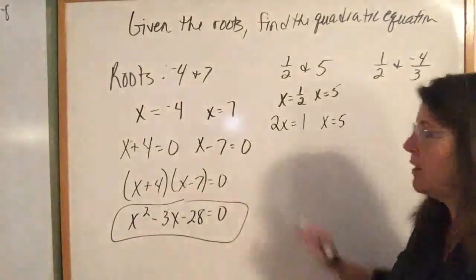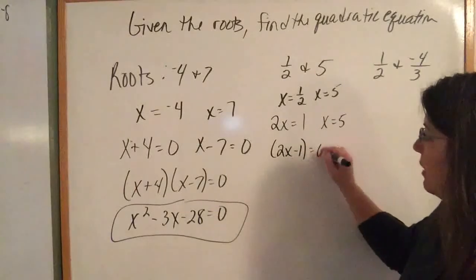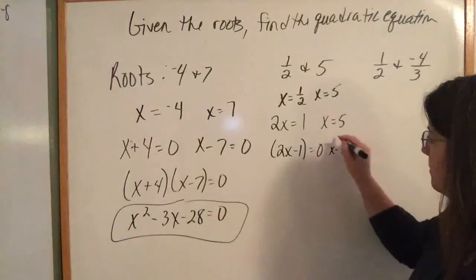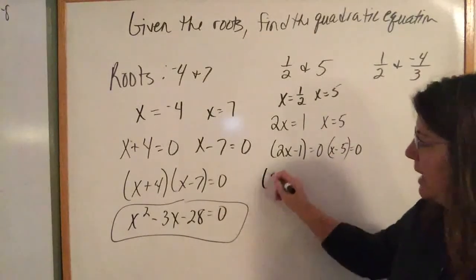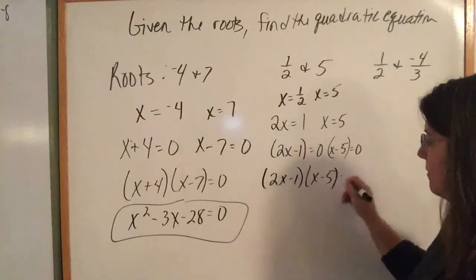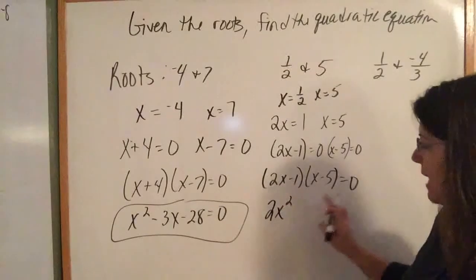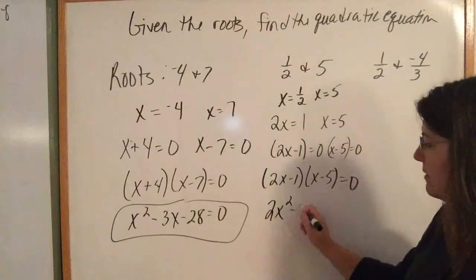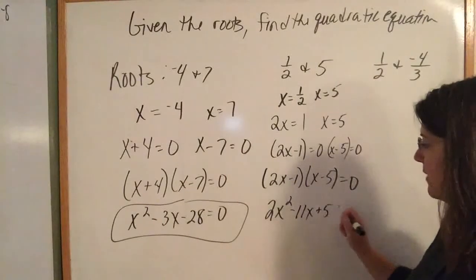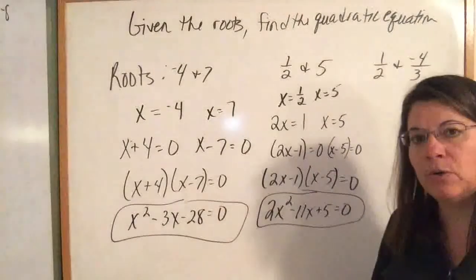Then I'm going to work backwards. I'm going to subtract each of those. So I've got 2x minus 1 equals 0 and x minus 5 equals 0. Then I multiply those two factors together. So I would have 2x squared minus 10x minus 1x is negative 11x. Negative 1 times negative 5 is positive 5. So that's the polynomial equation I would have started with.